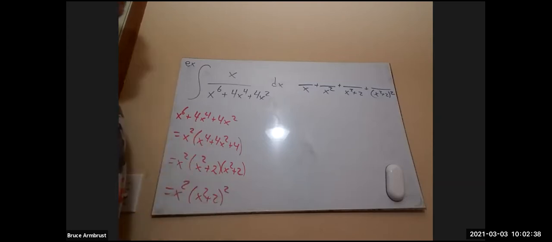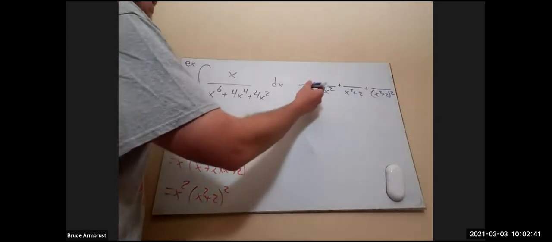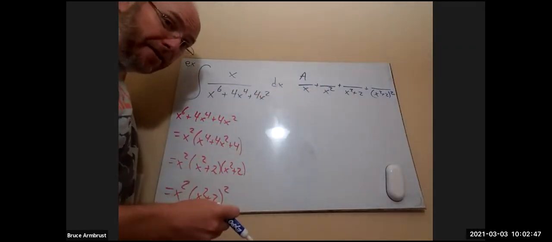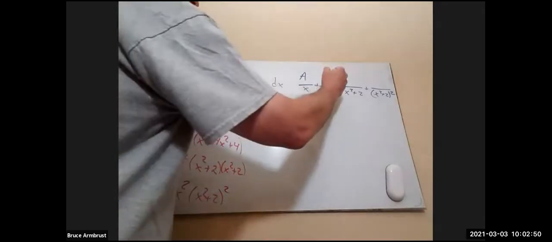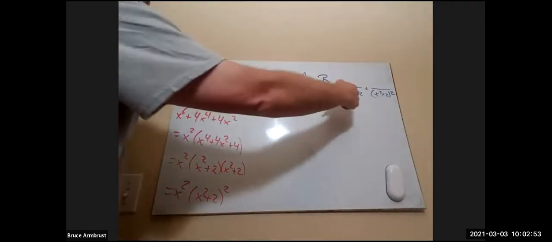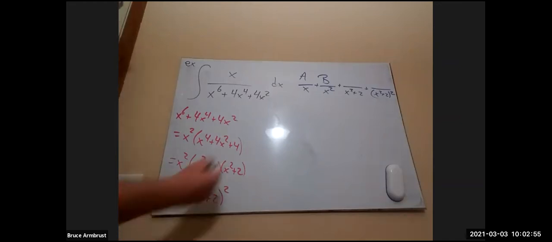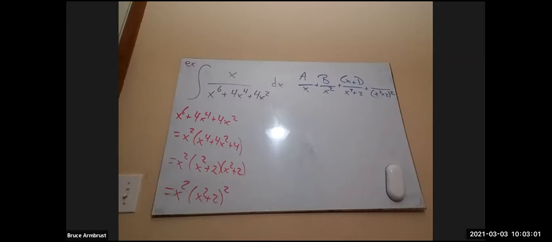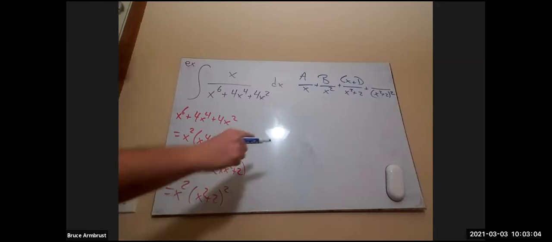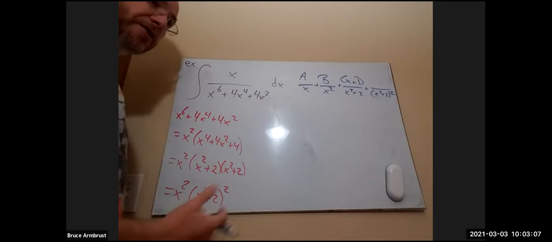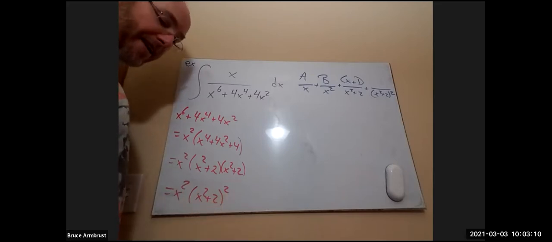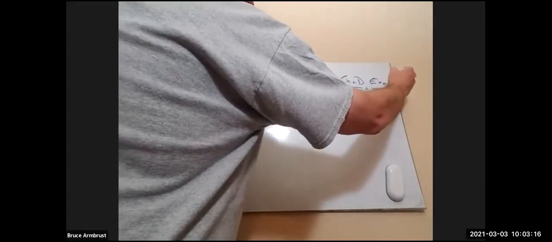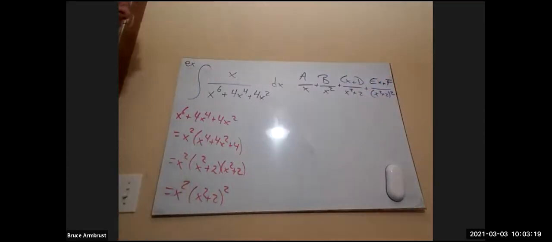All right, so now what's going to go on top of these? Well, the x is linear, so it gets a constant. X squared is a linear factor, repeated, but it's a linear factor, so it also gets a constant. X squared plus 2, since that's quadratic, its top is going to be linear. So cx plus d. And then the other one, x squared plus 2 squared, that's also a quadratic factor, so it also gets a linear. So we'll call it ex plus f.